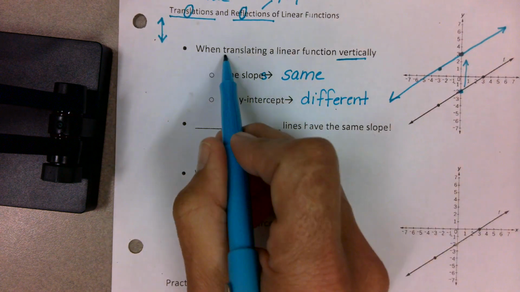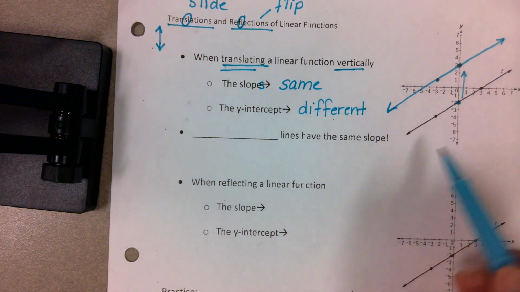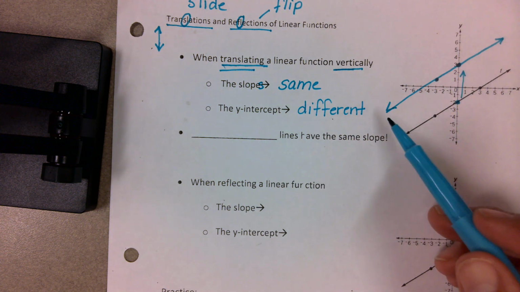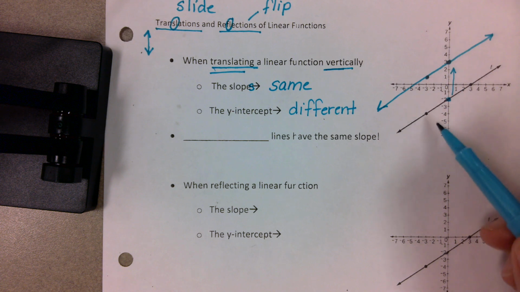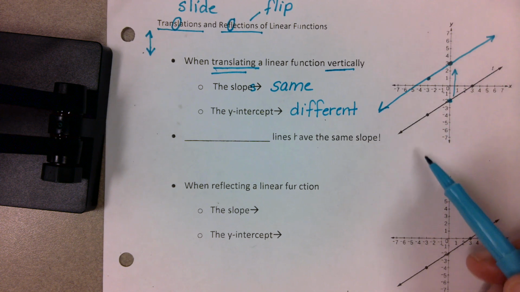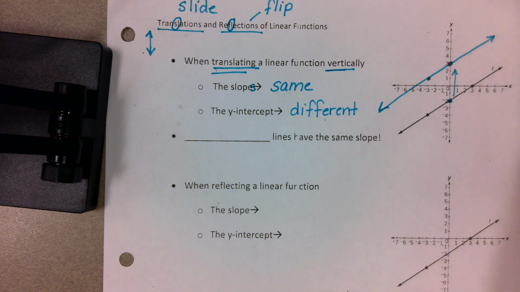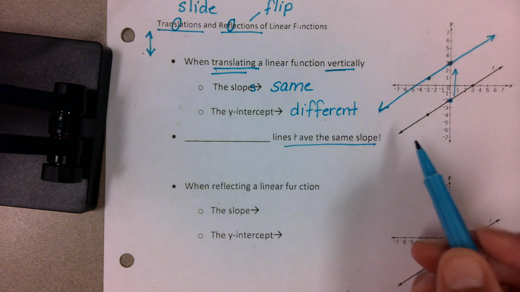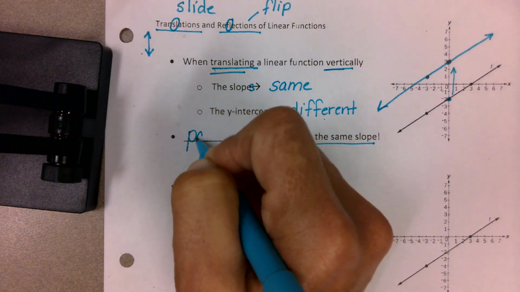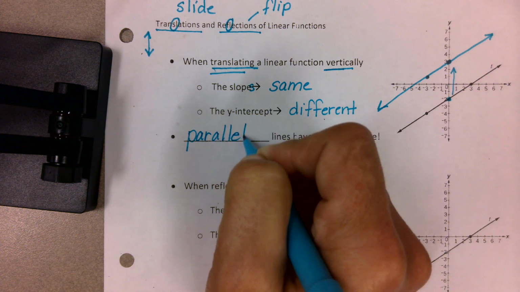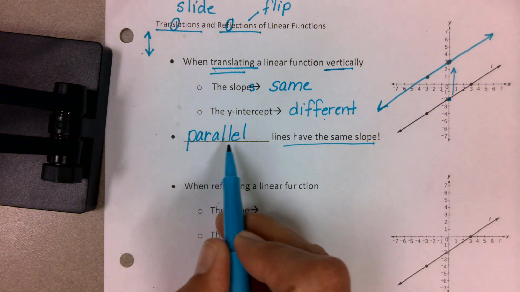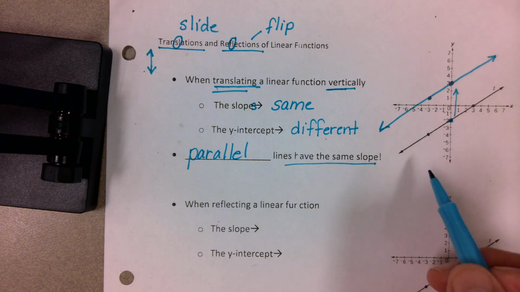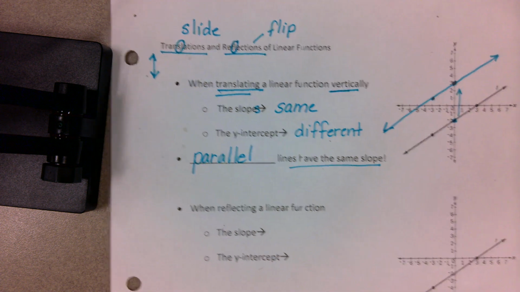So when we do a translation of a linear function vertically, up and down, the slopes stay the same. The slope is the same as this slope. But the y-intercepts are going to change because you're shifting it up or down. So this point is different from this point. Lines that have the same slope, we talked about them being parallel. Remember the two lines that look like a parallel? So if they have the same slope, these lines are called parallel lines. All right, so that's our translation.